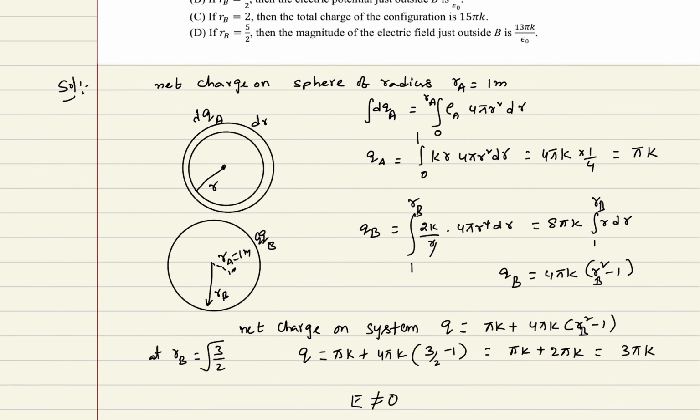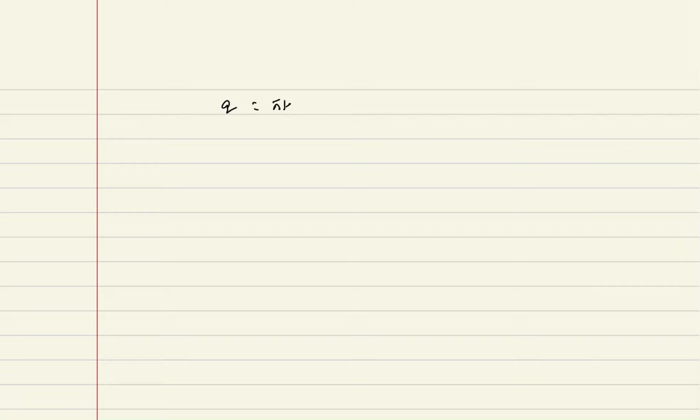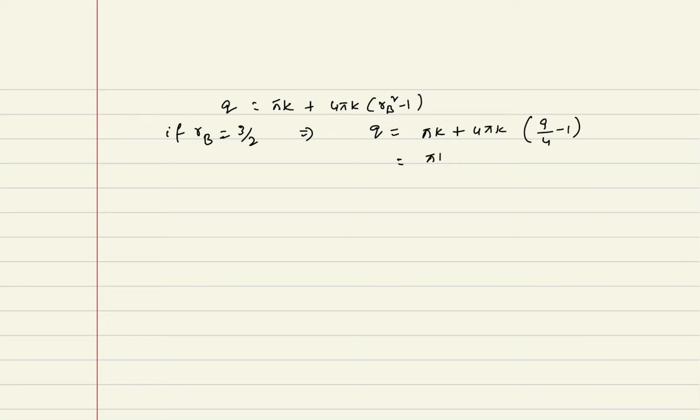Now let us consider the Q value I have just written: Q is pi k plus 4 pi k (rb square minus 1). Now we are calculating at a distance where RB is equal to 3 by 2. The net charge Q is equal to pi k plus 4 pi k (9 by 4 minus 1). We can get pi k plus 4 pi k into 5 by 4. This one gets cancelled. We get 6 pi k as the net charge.